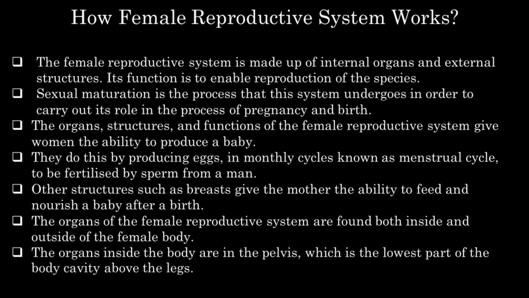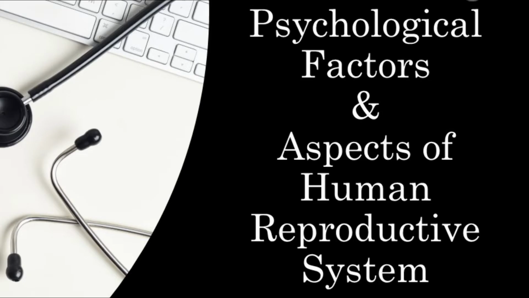The organs, structures, and functions of the female reproductive system give women the ability to produce a baby. They do this by producing eggs in a monthly cycle known as the menstrual cycle, to be fertilized by sperm from a man. Other structures such as the breasts give the mother the ability to feed and nourish a baby after birth. The organs of the female reproductive system are found both inside and outside of the female body. The organs inside the body are in the pelvis, which is the lower part of the body cavity above the legs.